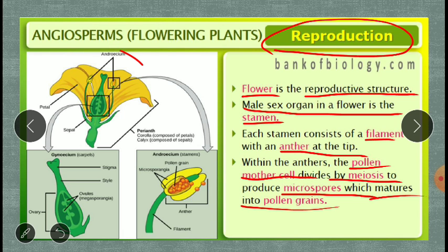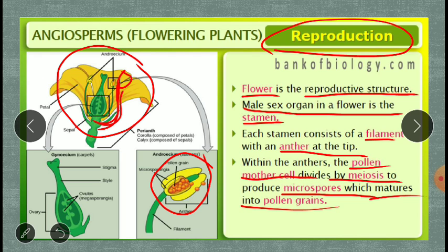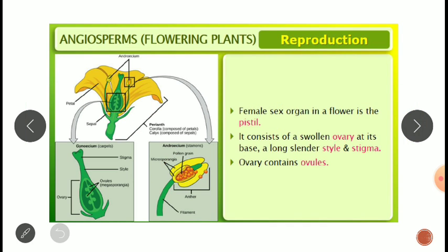So here you can see this is a flower. In this flower, you can see these parts: this is going to be called the filament, the tail-like thing, and at the top you are going to have a swollen bud which is going to be called the anther. Within these anthers, the microspores are present, which are now called the pollen grains.